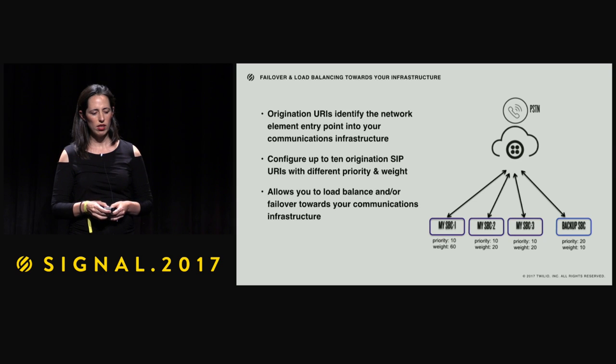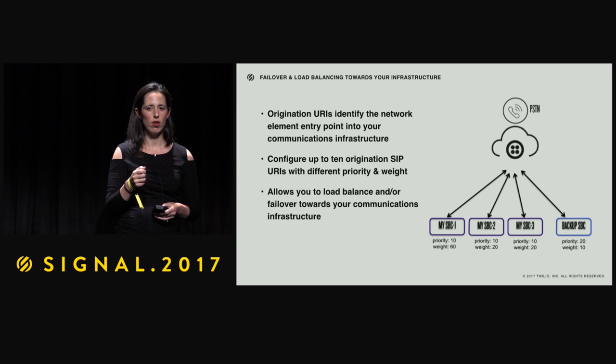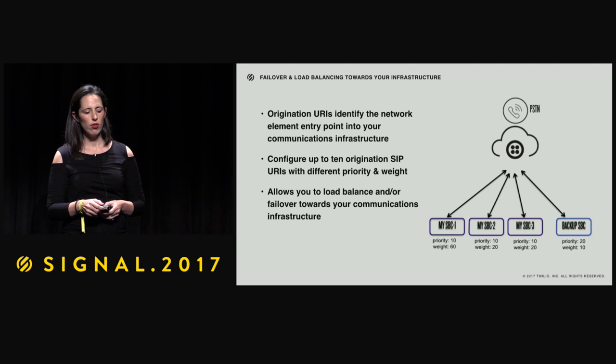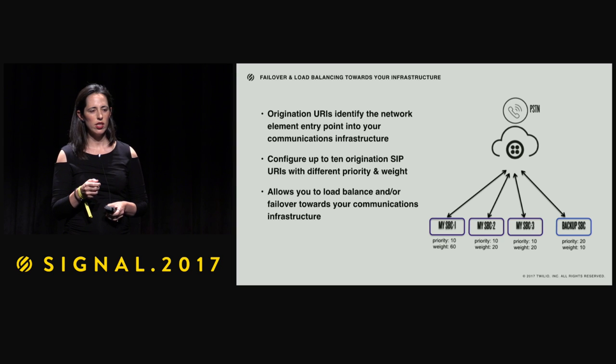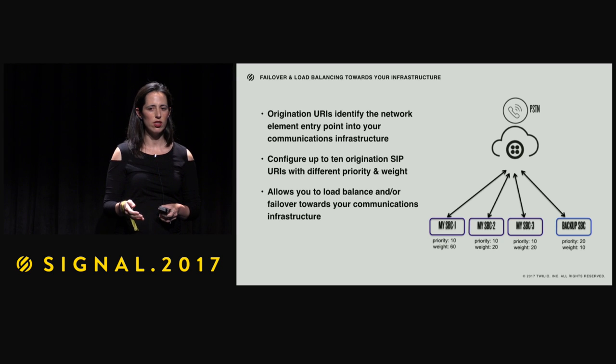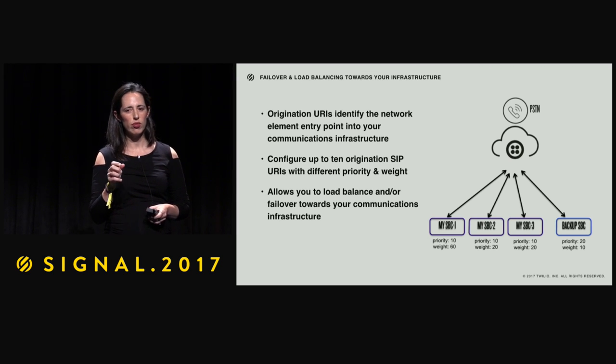So let's talk about calls going in the opposite direction. Once we receive a call to Twilio and we want to deliver it to your infrastructure, you also want to have similar redundancy, load balancing, and failover capabilities. So the way we configure this is we have something called origination URIs, which are part of your SIP trunk. And in your origination URIs, you're able to configure anywhere from one up to 10 different origination URIs. And the cool thing is that you're able to associate different weights and priorities.